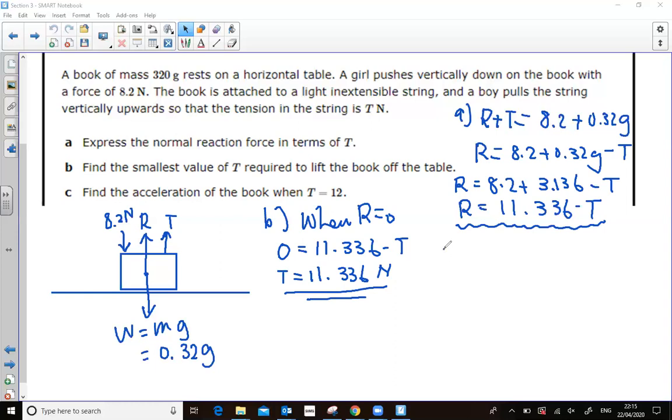Right, part C. Let's find the acceleration of the book when tension T equals 12 Newton. Okay, so you can see that when the tension is 11.336, the book will start to be lifted off the table. So when T is greater than 11.336, that means the book will be away from the table. So the book is not resting on the table anymore. That means there's no normal reaction force at all.